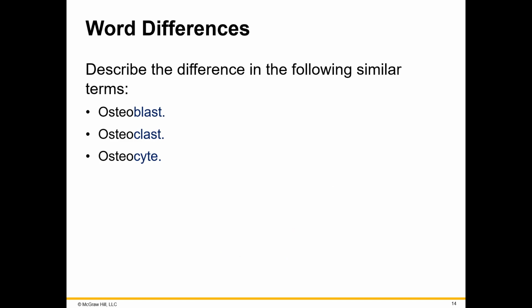I'm going to use this example here to illustrate how adding a prefix or a suffix to a root changes the meaning. So for example, we have osteoblast, that is a bone-producing cell. Next we have an osteoclast, that is a bone-removing cell. And then we have an osteocyte, which is a bone-maintaining cell. Each one of these is a different type of cell.